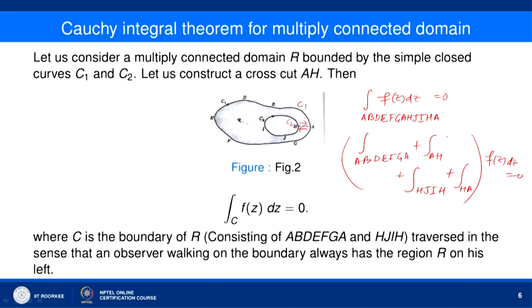Integral over AH and integral over HA cancel, and then I write integral over ABDEFGA and HJIH. And our C consists of ABDEFGA and HJIH. So we can say that this gives us integral over C f(z) dz equal to 0. So this is the Cauchy integral theorem for a multiply connected domain.